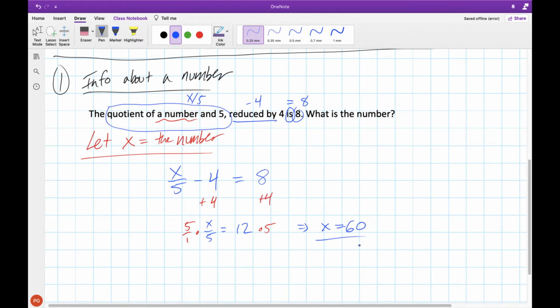That number is 60. But wait, we almost forgot something. We still need to check this. And like with any question that involves an algebraic equation, we can take our answer, plug it back into the equation that we got, and see if it's right. So here it would be 60 over 5 minus 4. Is that the same as 8? 60 over 5 is 12, minus 4. 12 minus 4 is 8. We get 8 on both sides, so we know we got the question correct.